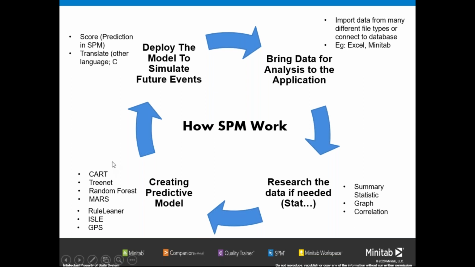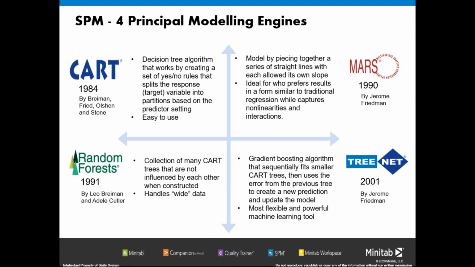After we get the best model, whether it is CART, TreeNet, Random Forest or MARS, you can go for the prediction, or you want to do the scoring. So this is how SPM works. You bring the data into SPM, you do some statistics, after that you create the model, and after that you do the prediction. This is the four major predictive engines in SPM. So we start with CART.